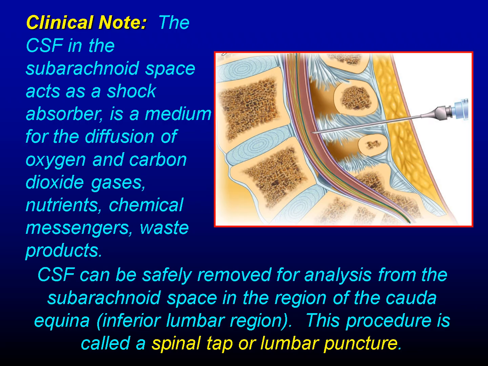CSF can be safely removed from the subarachnoid space by a procedure called a spinal or lumbar tap or puncture. Because the spinal cord tapers inferiorly, finally ending at L1, L2, a needle can be inserted in the region of the cauda equina without the risk of puncturing the spinal cord. The patient being tested assumes the fetal position by bringing their knees as close to their trunk as possible. A needle is inserted and CSF is removed for testing.